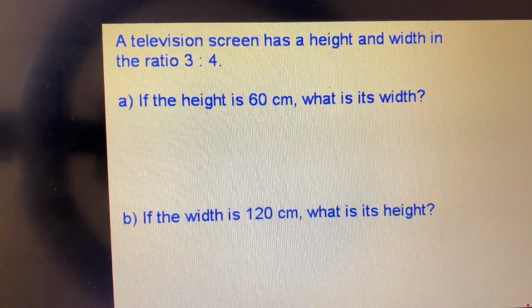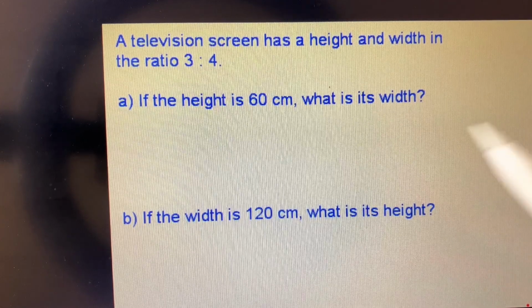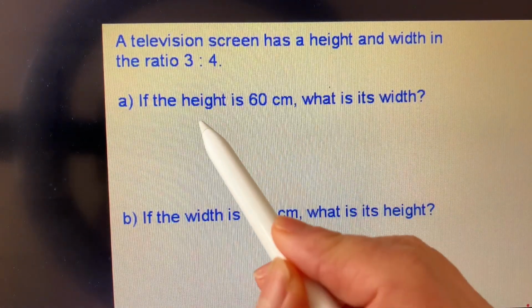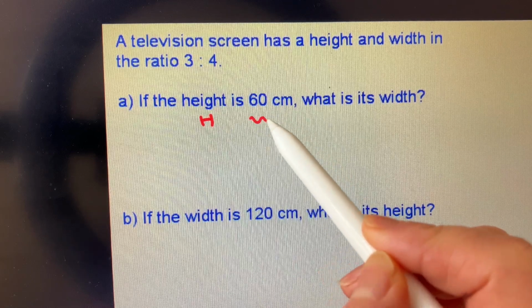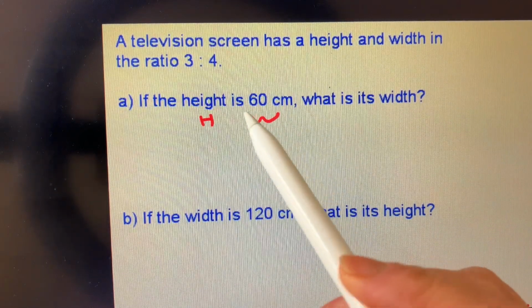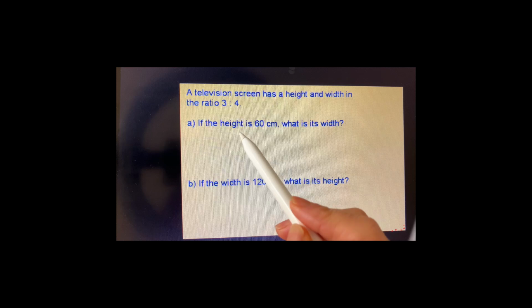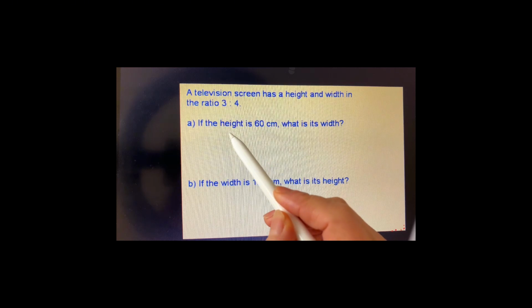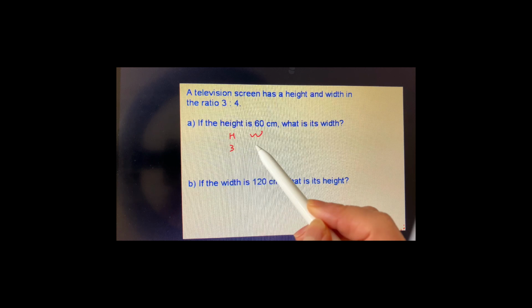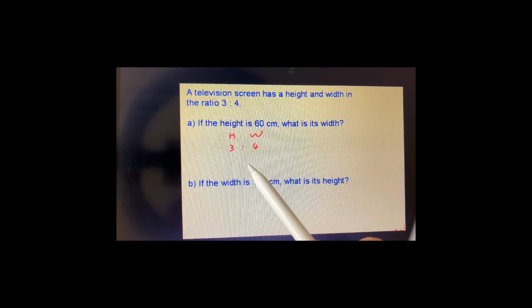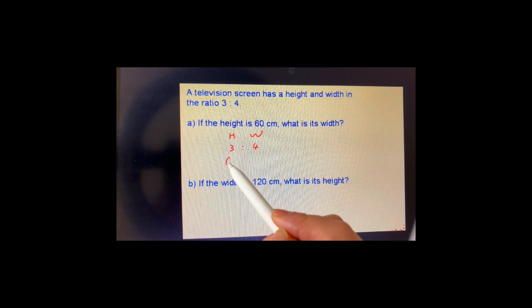This is yesterday's question. We have height and width, and the ratio is 3 to 4. Height, width, 3 to 4. We know height is 60 centimeters.